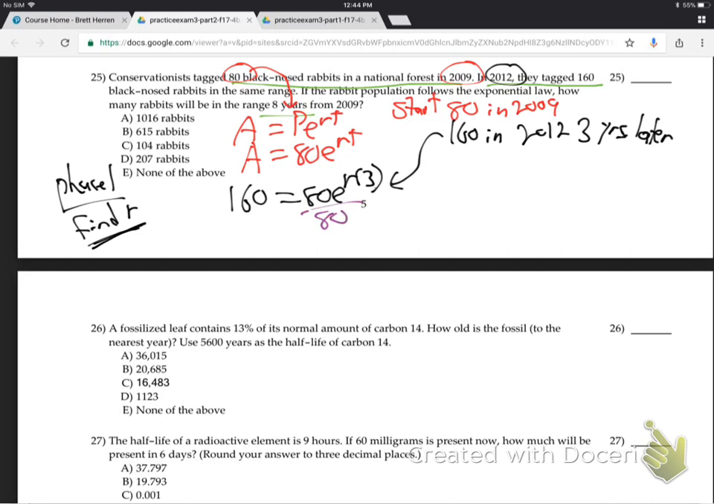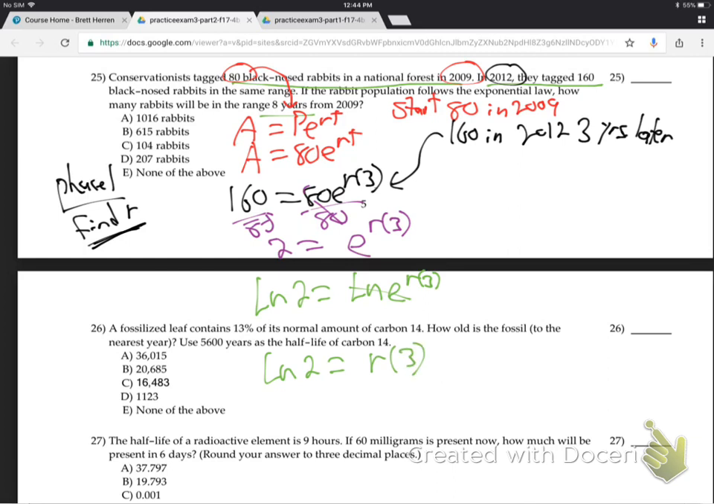How do you solve for R? Divide by the 80. Boom. 2 equals e to the R times 3. Good so far. What do I do now to solve for R? ln, because R is in the power, huh? Take ln on both sides, it cancels out. Last step, divide by the 3. So there's R, it's ln 2 over 3. That's phase 1. That's just the first part of the problem.